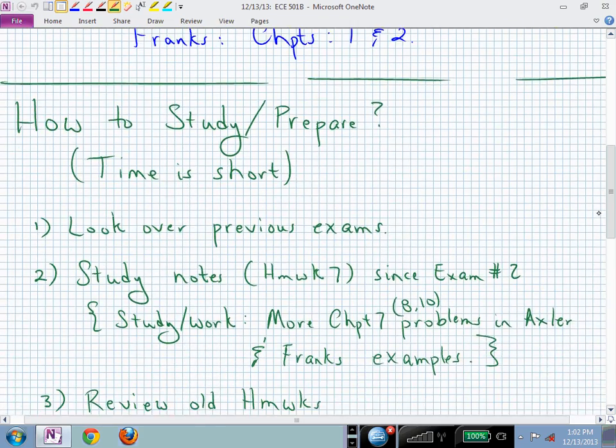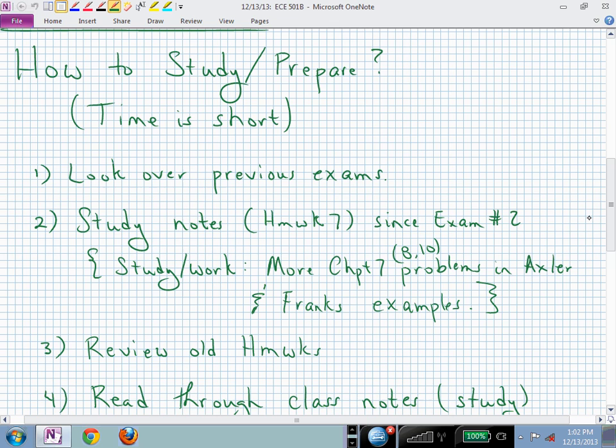I thought I would provide you with maybe a strategy on how you can study or prepare for the final. I know time is short. If time was not short, I would say go back and read both books cover to cover and then look at your notes and then look at the homeworks. So I'm actually doing it almost the exact opposite. First, you might look over the previous exams. Then you should start looking at what happened since exam number 2.